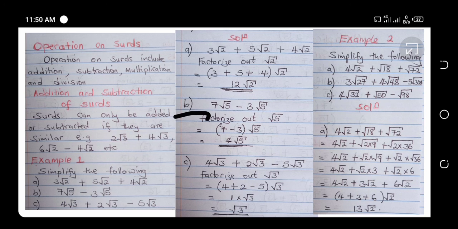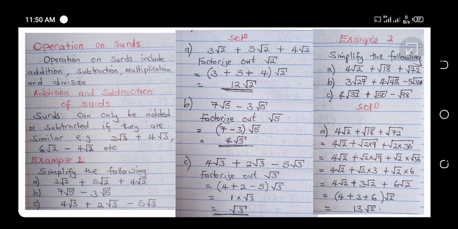Come to B, we do the same. We have 7 root 5 minus 3 root 5. Root 5 is a common factor, so we factorize it out. Inside the bracket, you remain with 7 minus 3, coming from the two terms, and outside the bracket there is root 5. 7 minus 3 is 4. Therefore, the answer is 4 root 5.